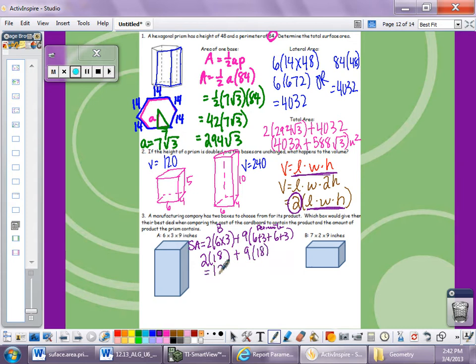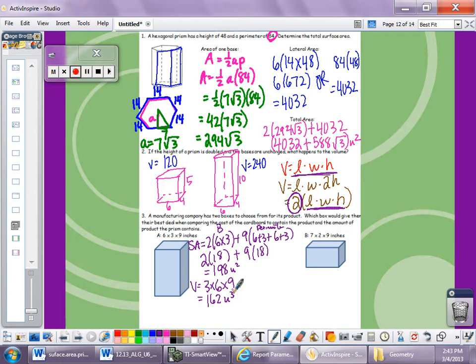So this gives me 2 times 18 plus 9 times 18, which gives me 198. If I wanted to find the volume, the volume is equal to 3 times 6 times 9. It doesn't really matter what order you multiply in. So that gives me 162. This one is units squared. This one is units cubed.